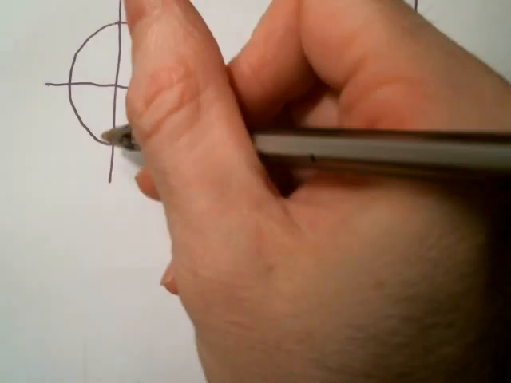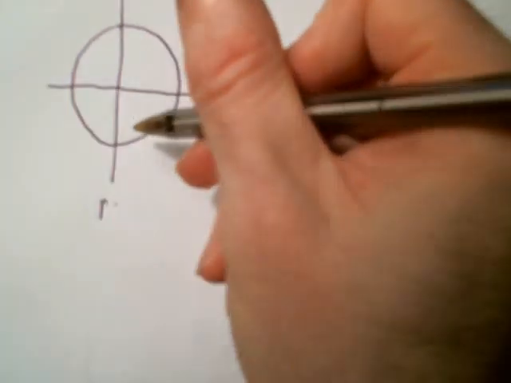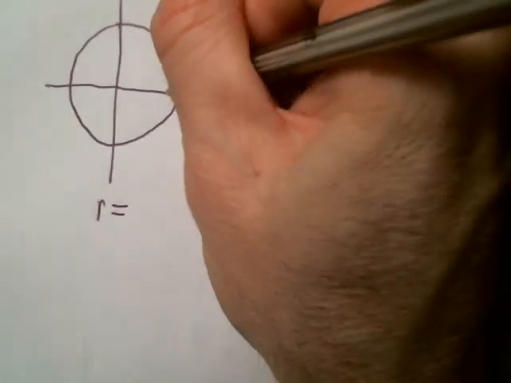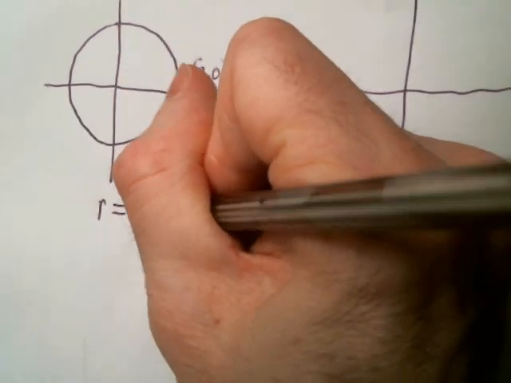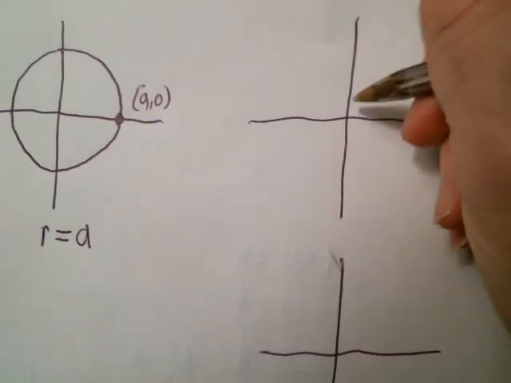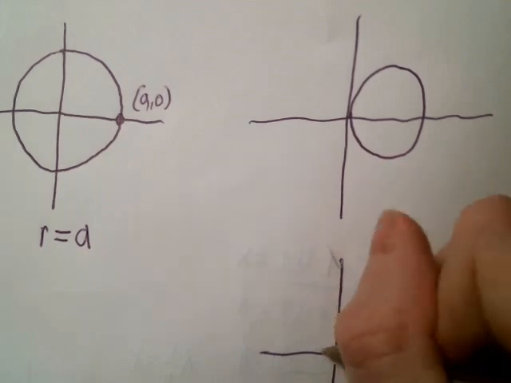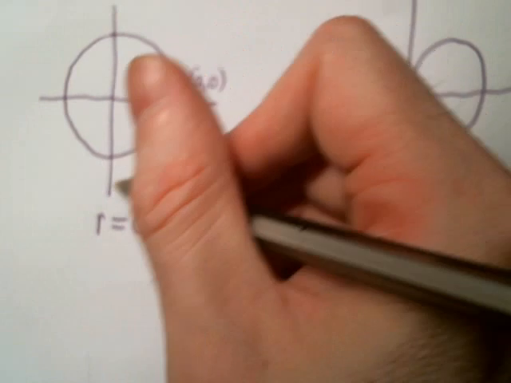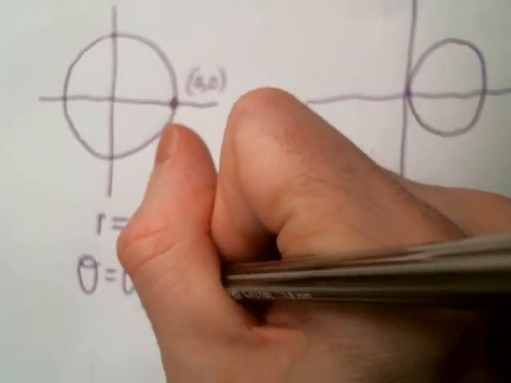The formula for circles centered at the origin is just r equals whatever the radius is. So if this point right here is at a comma 0, r equals a would be your polar equation for that. The other two types then are these kind. One point to note here is that the angle theta is going from 0 to 2 pi, right?